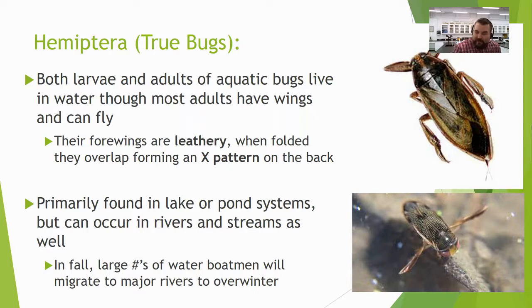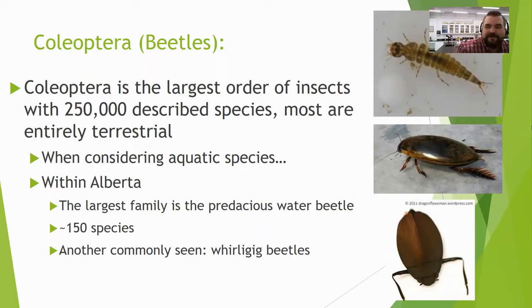For example, in fall, large numbers of our water boatmen that have spent all summer in small water bodies, sloughs, dugouts, know winter's coming, they're going to freeze, so they all fly and migrate to our major rivers to overwinter. So the other week we were in the North Saskatchewan in the fall, and it was completely water boatmen as far as the eye could see. And when you swept your net through the water, that's what you got, a net full of water boatmen.